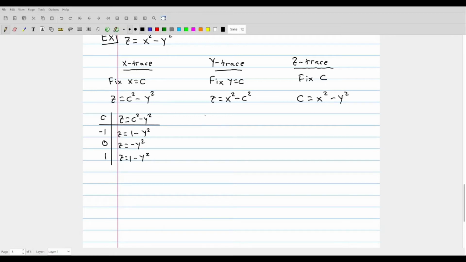For the y trace, we have a similar table. We get z is equal to x squared minus 1. We plug in -1 for c here. Z is equal to x squared. And then again, z is equal to x squared minus 1 when 1 gets plugged in for c.